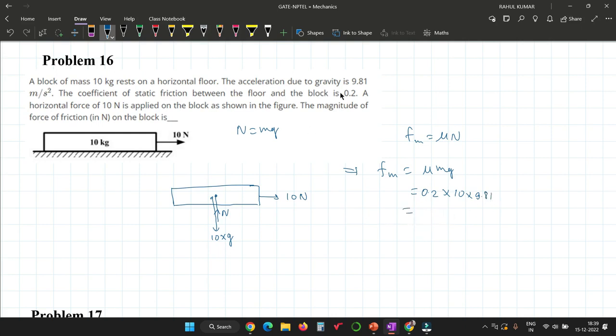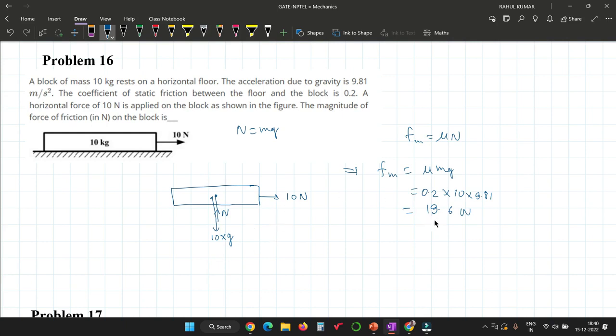Okay, so what is the value here? What is the value here? 19.62. Yeah, 19.6 Newton.